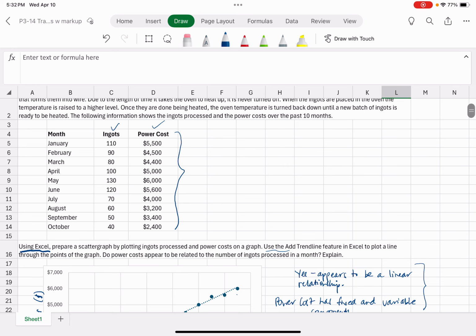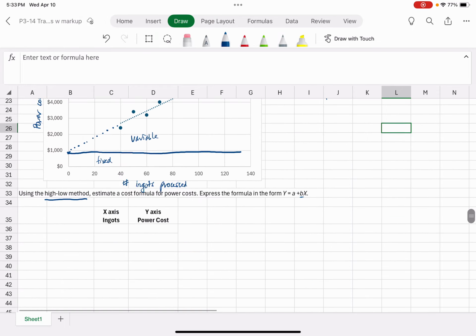What I do in the high-low method is I look for the highest data point I have and the lowest data point. Well, just scanning through my ingots and my costs, May looks like my high. I have 130 ingots at a cost of 6,000, highest on both counts. And scanning through for the low, October looks to be the low. So those are the two items that I need, May and October, my high and my low.